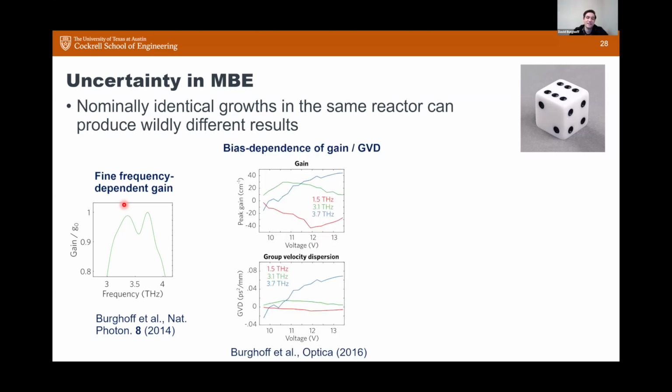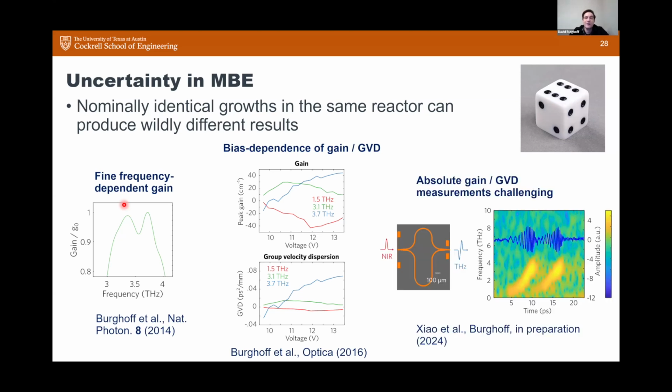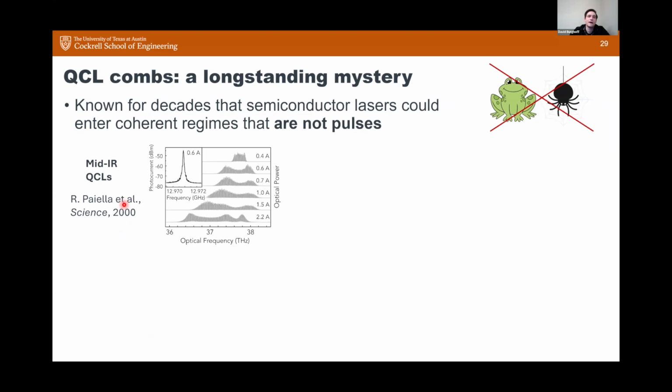There are also effects like bias dependence of the gain and the group velocity dispersion. Even just measuring the gain and losses of quantum cascade lasers can be very challenging, for reasons I won't get into. But probably the big factor that held this area back for a long time is really just the understanding of even what was happening when these combs form.